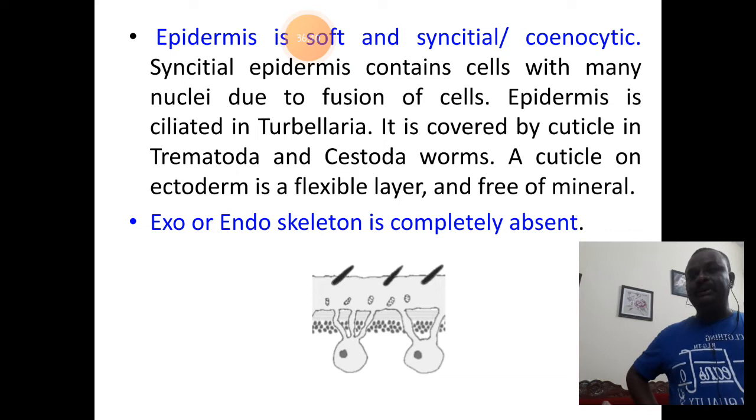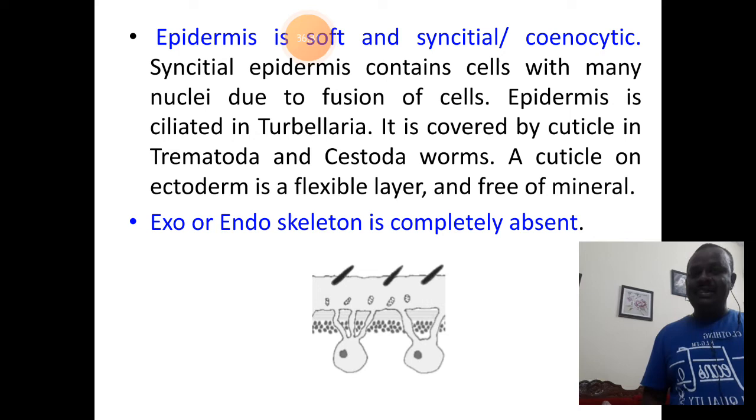In case of free-living organisms, you find epidermis showing the cilia, because cilia are the locomotory organs. You can find the same down in the picture. Okay, cilia are extended outside. In case of the parasites, the cilia are absent.